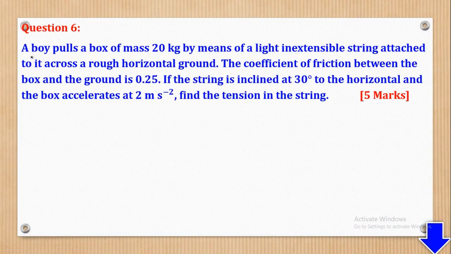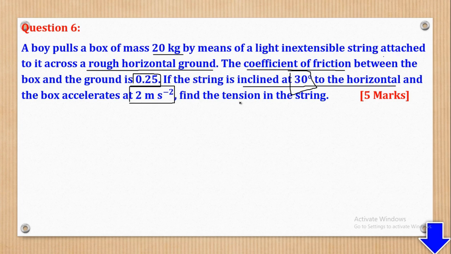Now we shall go to question 6, and question 6 says a boy pulls a box of mass 20 kilograms by means of a light inextensible string attached to it across a rough horizontal ground. The coefficient of friction between the box and the ground is 0.25. If the string is inclined at 30 degrees to the horizontal, and the box accelerates at 2 meters per second squared, find the tension in the string.